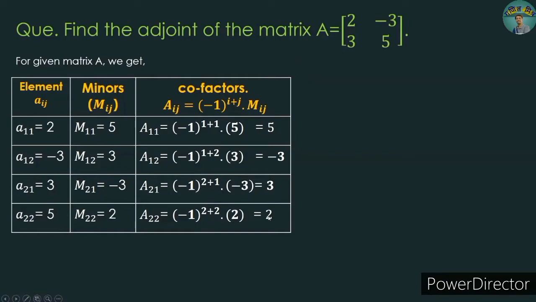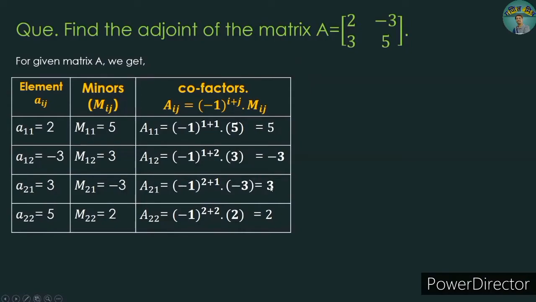So observe that in this case of a 2 by 2 matrix, these middle two values, the minor of the second element and the minor of the third element, the signs of these two values get reversed. First element 5 is as it is: the minor is 5, the cofactor is 5. Last element, the minor is 2, the cofactor is 2. But for the middle two elements, minor is 3, cofactor is minus 3; minor is minus 3, cofactor is 3.